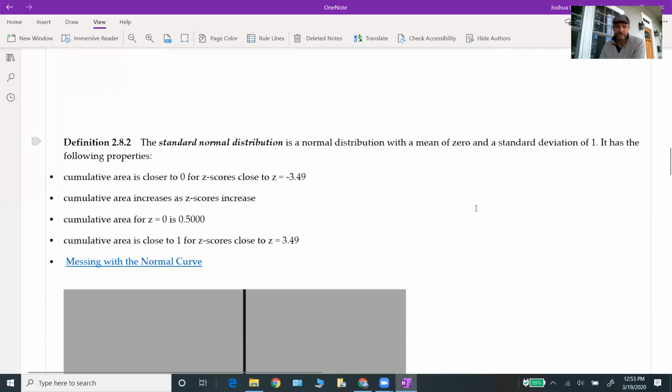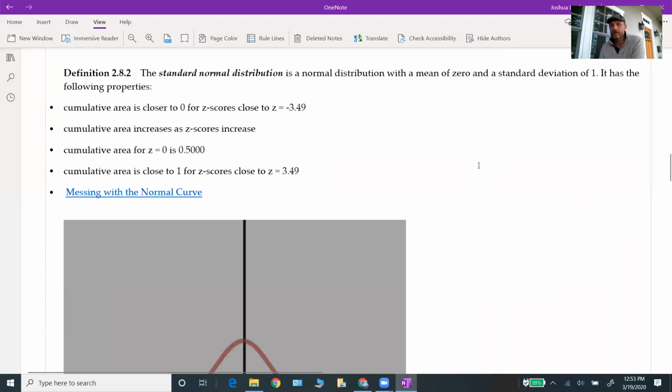The standard normal distribution. If you think about what Z-scores are, I know it's been kind of a blast from the past, but Z-scores are essentially a standardization of the normal distribution, where now our mean is independent of context. It's set up so that the mean is always 0 and the standard deviation is 1. So what happens here is the cumulative area is closer to 0 for z-scores close to negative 3.49. The cumulative area increases as z-scores increase.